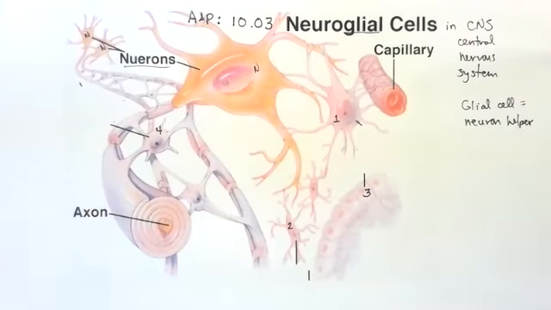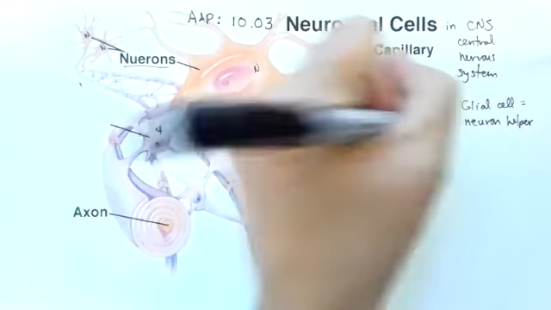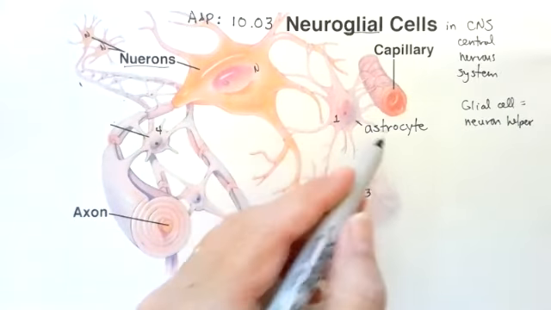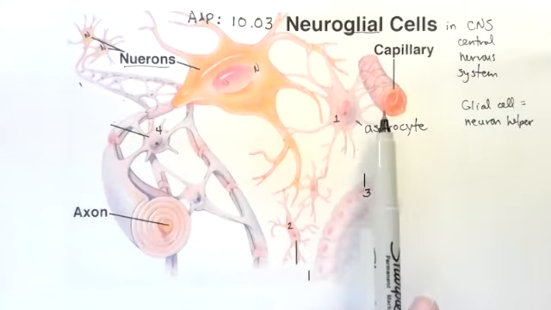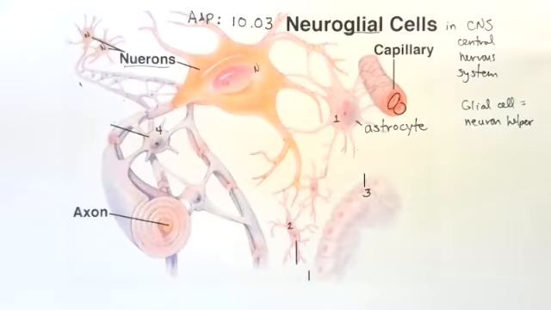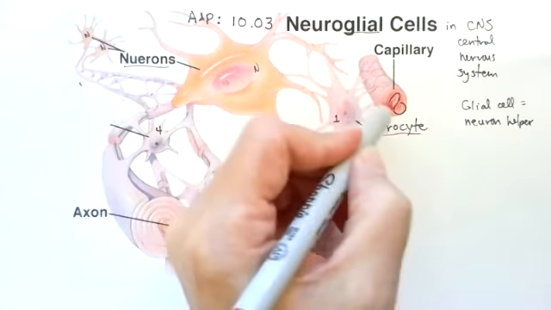All right, so let's start off with neuroglial cell number one, which is called an astrocyte. I guess it comes from its shape. It looks a little bit like a star, a little bit like a starfish, right? And it has two jobs. Now let's look at where it's at in relation to different structures here. Over here I have a capillary, and I'm going to make the astrocyte red. These are red blood cells, and this is a capillary.